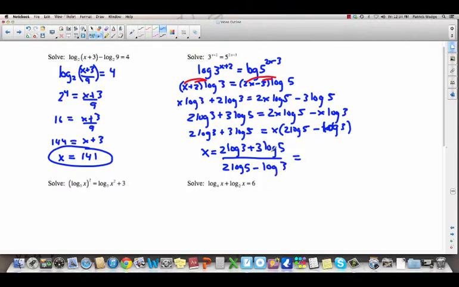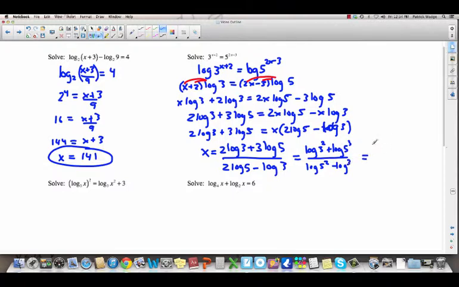But if it asks you to get a decimal answer, you could pick up your calculator right now and get the answer by plugging in 2 times log 3 plus 3 times log 5, and so on. But just so you're clear, you could simplify this a little more. You could use the power law to bring that 2 up. So you'd get log 3 squared plus log 5 cubed over log 5 squared minus log 3.